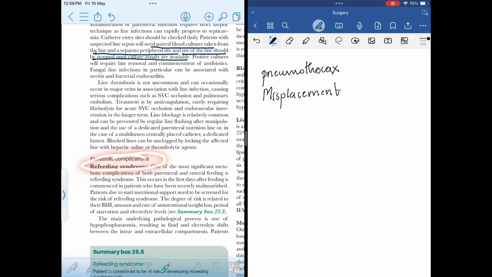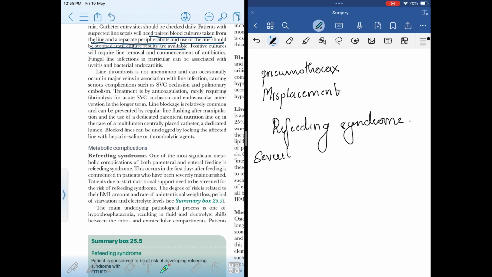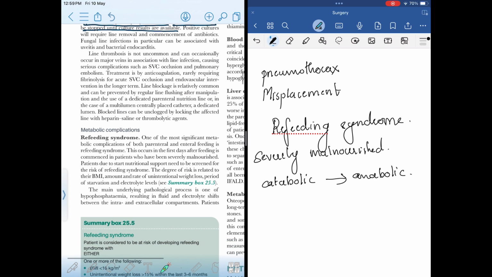Now discussing the metabolic complications, we have the most awaited refeeding syndrome. I've been mentioning this particular topic a few times in this chapter, right? Refeeding syndrome is something that occurs in severely malnourished patients on starting TPN, in the first few days after feeding, due to the excessive amount of feeding. These patients shift from a catabolic state to an anabolic state. Severely malnourished, they are now kind of being overnourished if there is overfeeding.